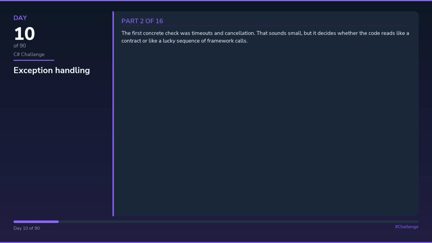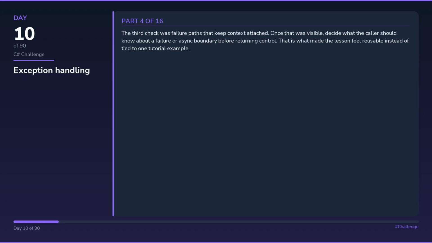The first concrete check was timeouts and cancellation. That sounds small, but it decides whether the code reads like a contract or like a lucky sequence of framework calls. The second check was async boundaries that are easy to trace. That is usually where bugs start if the edge of the system is vague, because bad assumptions leak deeper into the app before anyone notices.